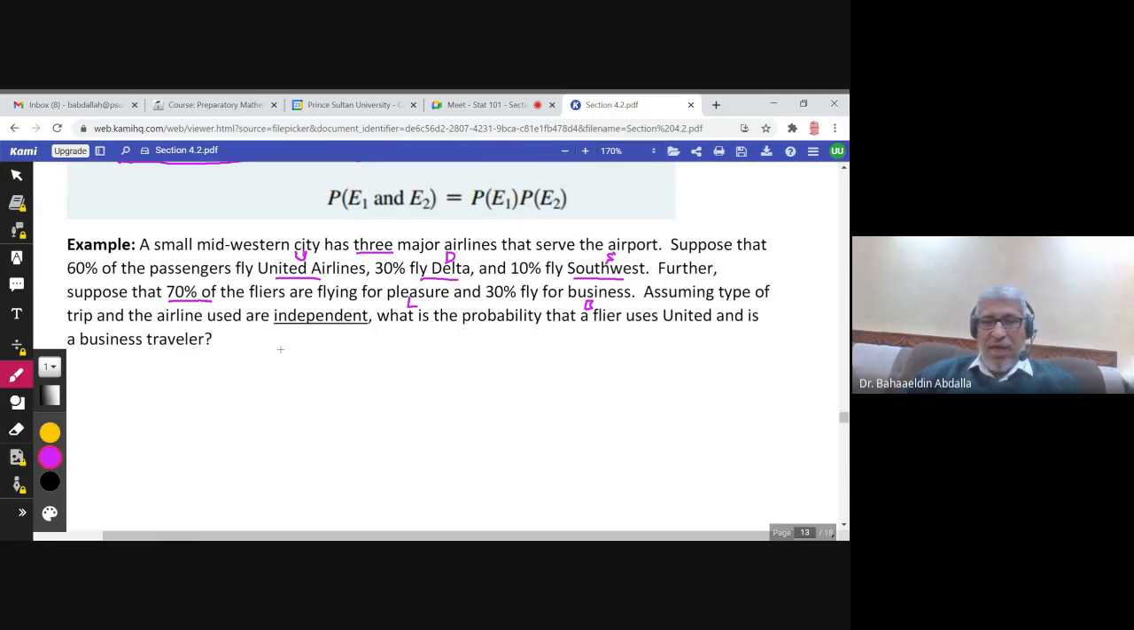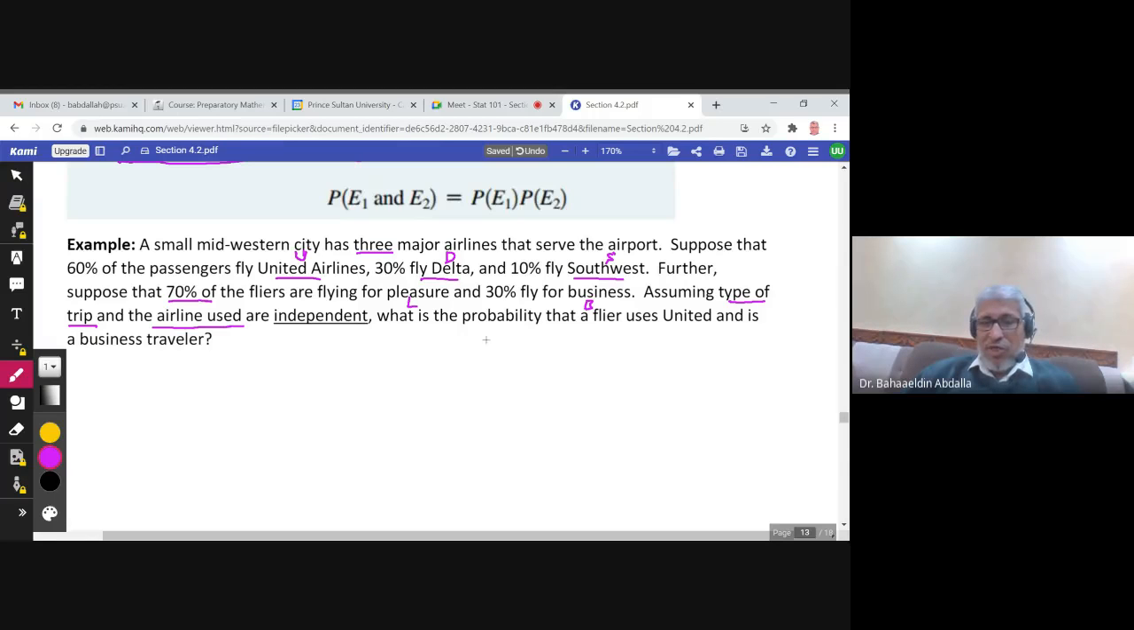Assuming type of trip and the airline used. So what is type of trip? Type of trip, which is pleasure or business. This is type of trip. And the airline used. What is the airline used? The three airlines: United Airlines, Delta, or Southwest. These two variables, assume that they are independent.